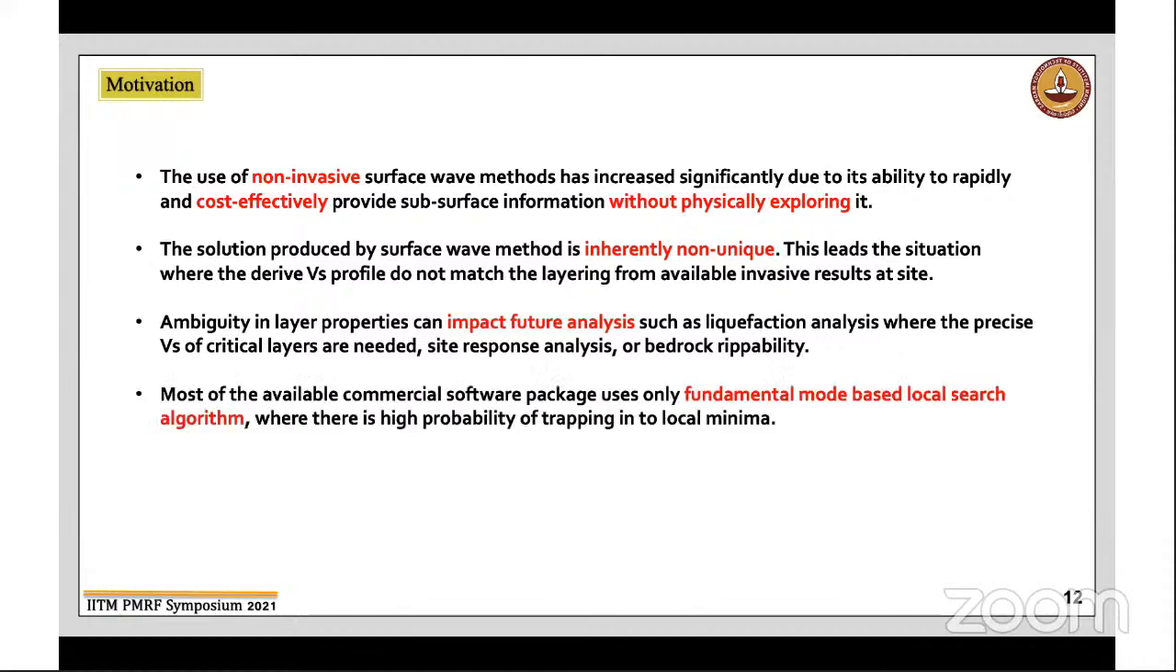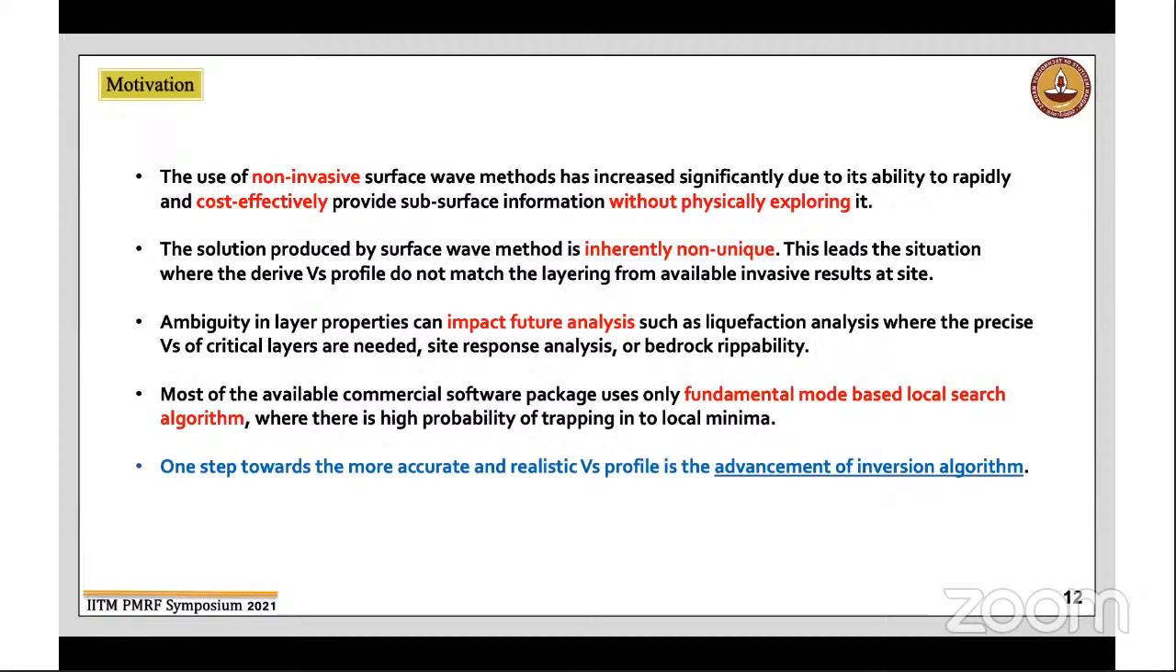It should be mentioned that most of the available commercial software use only the fundamental mode based on the local search algorithm, which performs well in regularly dispersive media, but for irregularly dispersive media, the problem of non-uniqueness increases. So, in view of the problem, one step toward a more accurate and realistic VS profile is the advancement of the inversion algorithm.